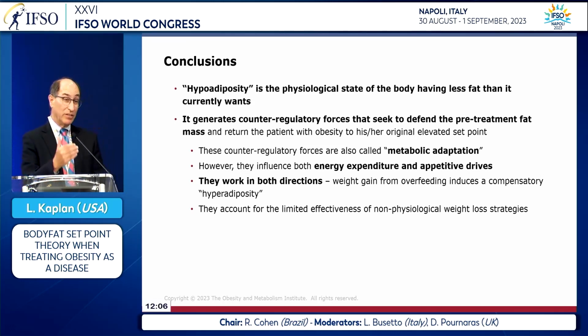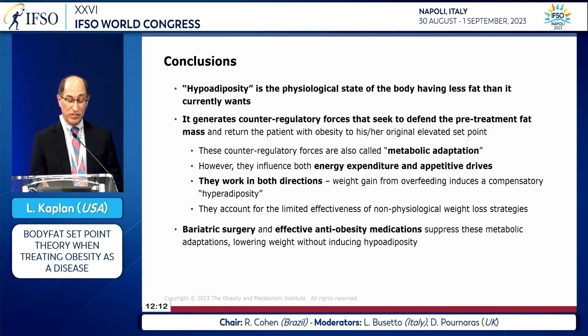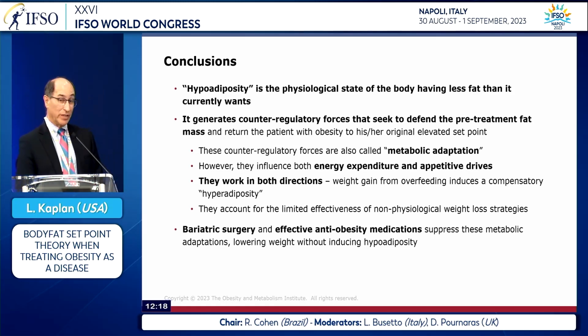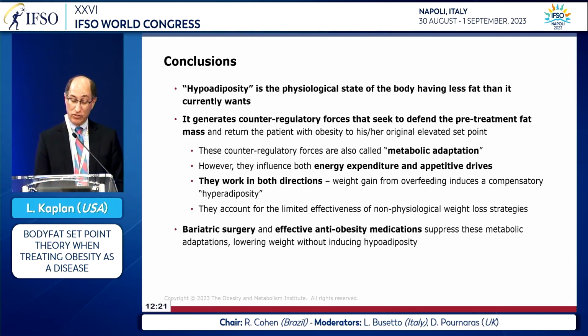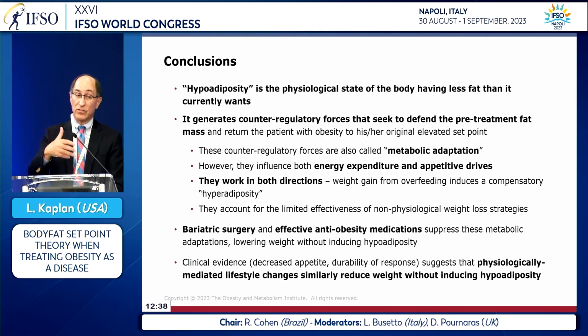They also account, by blunting them, for the effectiveness of physiologically based strategies, including bariatric surgery and the newer and the older medications when they work, but particularly the newer medications because they work so well. So clinical evidence, decreased appetite, durability of response suggests that physiologically mediated lifestyle changes similarly reduce weight without inducing hypoadiposity. There are situations in some patients where you can see dramatic weight loss because of physiology if you've hit upon the reason that they had obesity in the first place. Calorie restriction is not the way to do that, however.